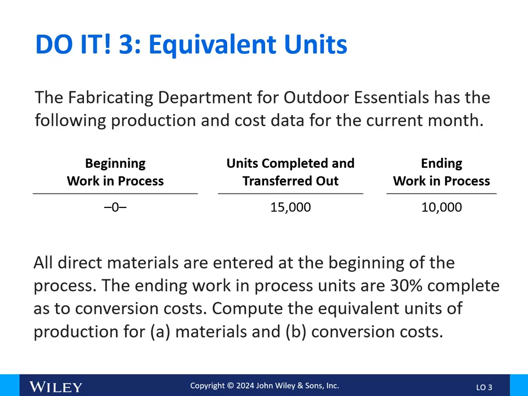So another example here, the fabricating department for outdoor essentials has the following production and cost data for the current month. Beginning work in process 0, units completed and transferred out 15,000, ending work in process 10,000 units. All direct materials are entered at the beginning of the process. The ending work in process units are 30% complete as to conversion costs. Compute the equivalent units of production for materials and conversion costs.